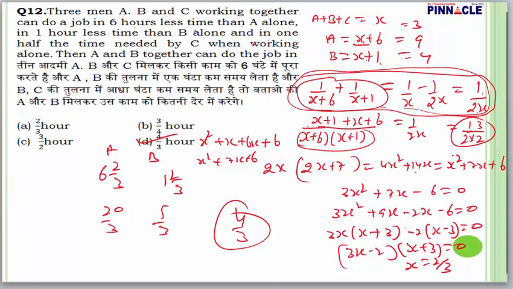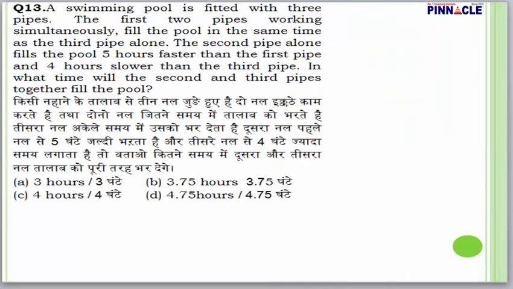Question number 13. This is also a little bit the same variety, or you can say the variety can be a little bit different, but you will find some problem here. A swimming pool is fitted with three pipes. The first two pipes working simultaneously fill the pool in the same time as the third pipe alone. The second pipe alone fills the pool 5 hours faster than the first pipe and 4 hours slower than the third pipe. In what time will the second and third pipe together fill the pool?